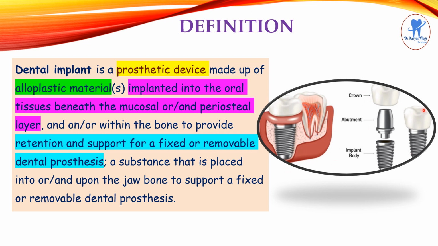So it is a prosthetic device. What is it made up of? It is made up of alloplastic material and it is implanted into the oral tissues beneath which layer? Mucosal or periosteal layer or within the bone to provide retention and support for a fixed or removable dental prosthesis. Otherwise, it is defined as a substance that is placed into and upon the jawbone to support a fixed or removable dental prosthesis.